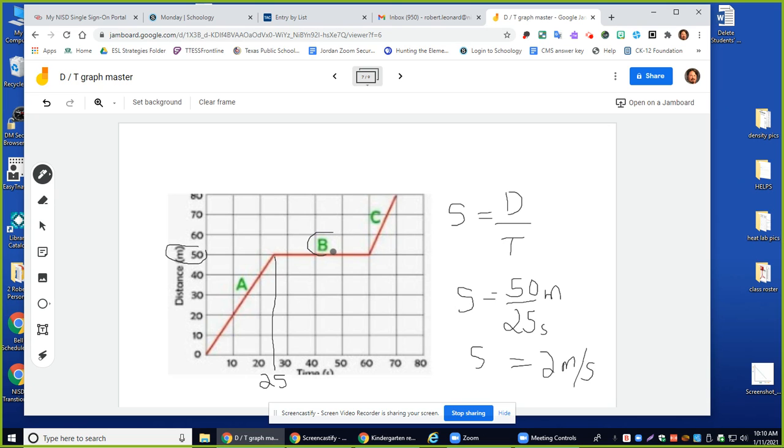What is point B doing? It's not moving because it started off where? 50 meters. Ended up where? 50 meters. What's 50 minus 50? 0, right? So it moves 0 meters. In other words, it's sitting still. Everybody draw that?